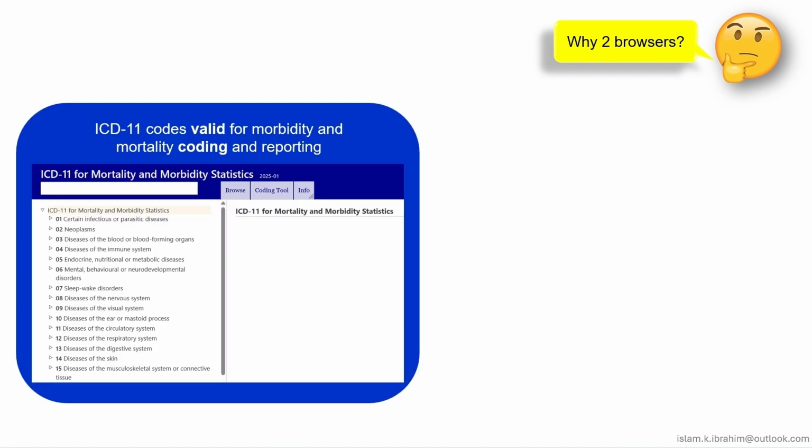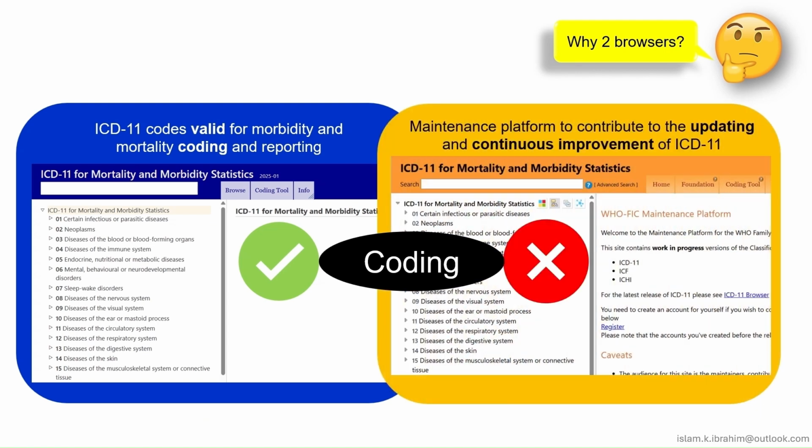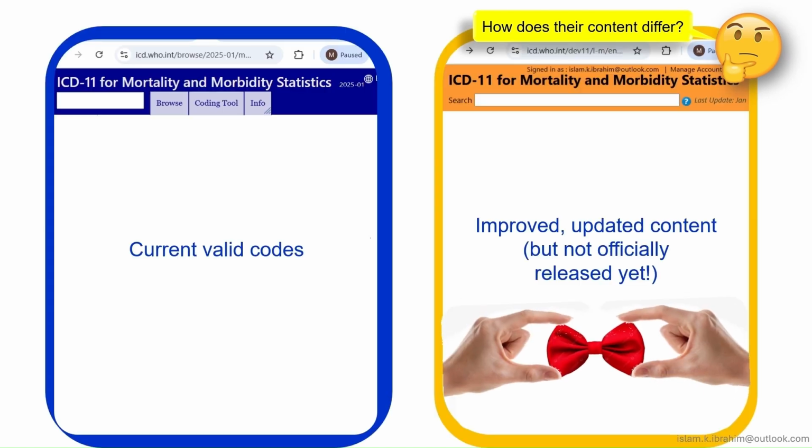So, we use the codes in the Blue browser for coding and reporting, but not those on the Orange browser, because its content changes on an ongoing basis. The users of the Orange browser are the maintainers, contributors, and translators of the classification. How does the content of the Blue browser differ from that of the Orange browser? The content of the Orange browser includes any improvements affecting the categories on the Blue browser, such as added synonyms, abbreviations, corrected spelling mistakes, better post-coordination options, and so on.